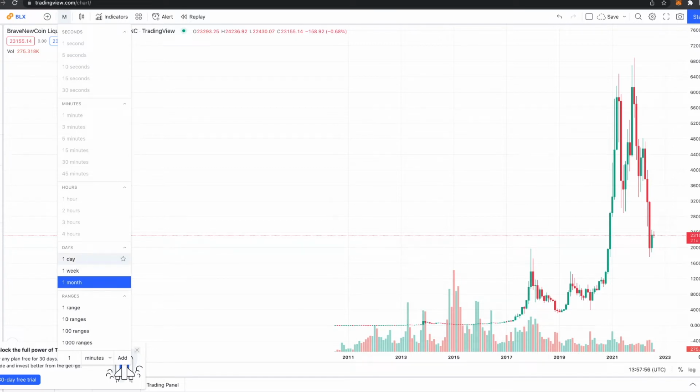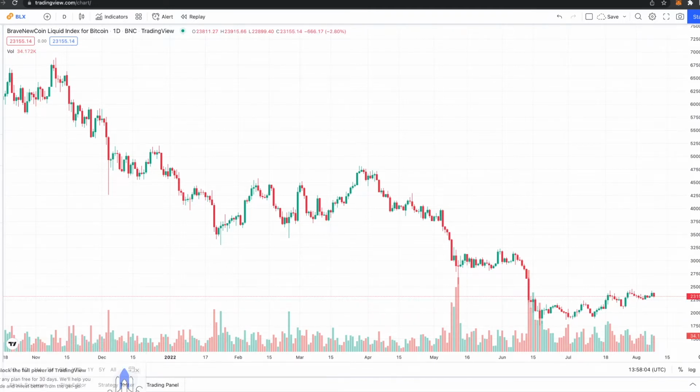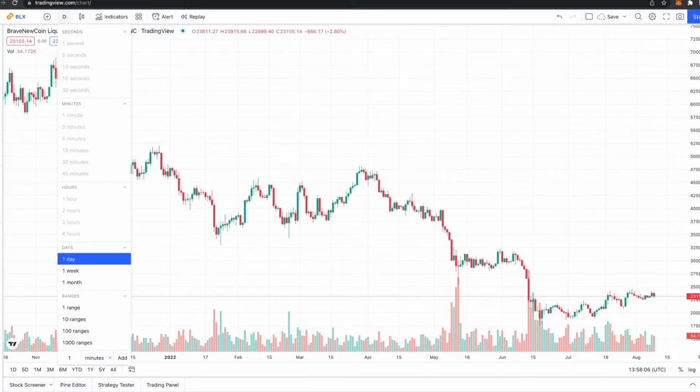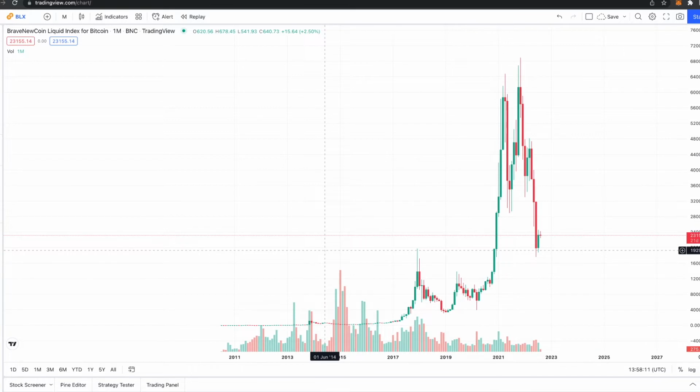So here I am on the BLX chart. It's called Brave New Coin. Alright, so it's called BLX, Brave New Liquidity Index for Bitcoin. So this gives you the furthest date back from Bitcoin, all the way back here in July 2010, and all the way to today.